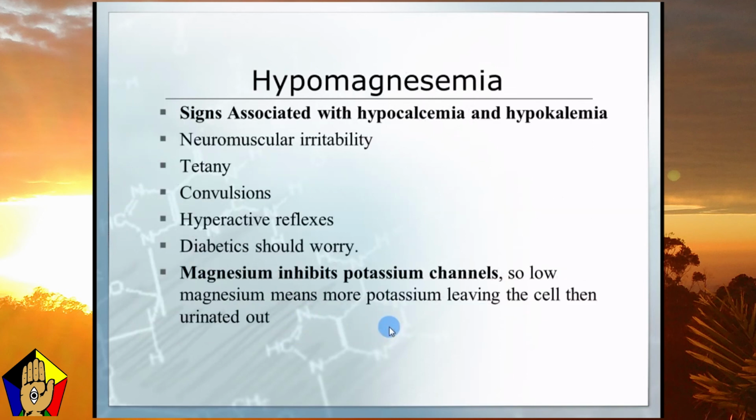So when you look at hypomagnesemia, you want to go back and look at, if you have too little magnesium, that means calcium's not going to work the same and potassium's not going to work the same. So the symptoms are similar to hypocalcemia and hypokalemia. So you get neuromuscular irritability, the tetany, convulsions, etc.